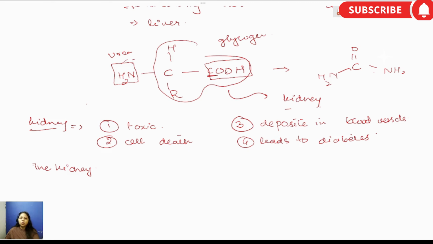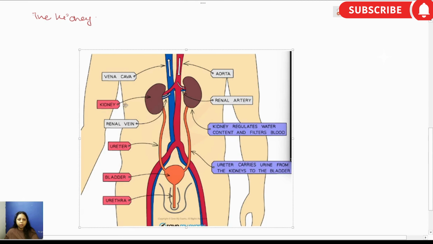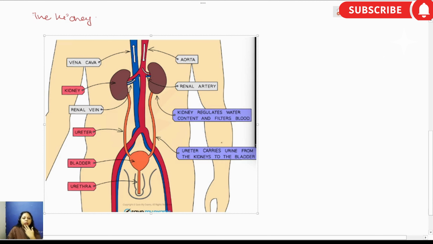We have already learned about the different blood vessels that are related with different organs. Now we are going to talk about the concentration of urea, where is the highest concentration of urea present. So these are the kidneys. The aorta brings the blood to the kidney through the renal artery. The renal artery then filters the blood, whatever happens in the kidney, and the blood is returned into the renal vein.